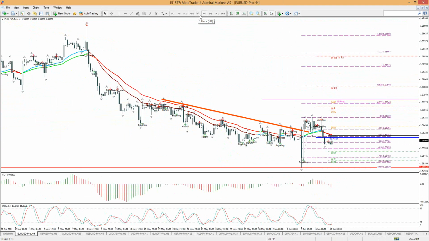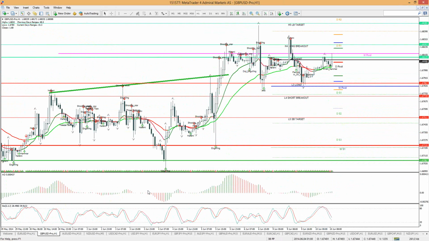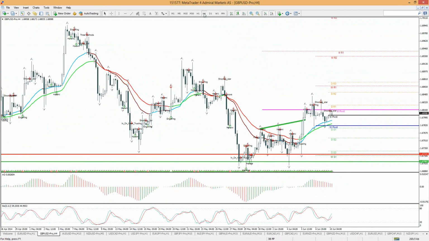Otherwise, I don't think there's anything else from my side that I want to add. So let's move over to pound dollar. Euro dollar looks pretty clear in my opinion. Pound dollar is maybe a bit more mixture of things.